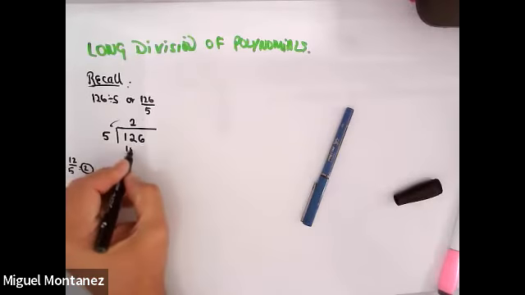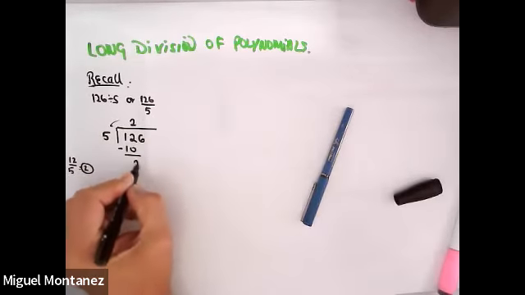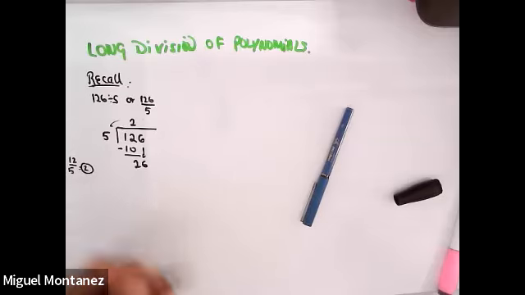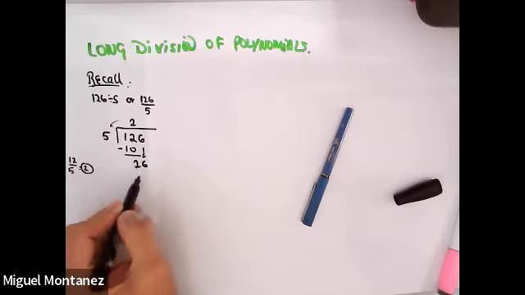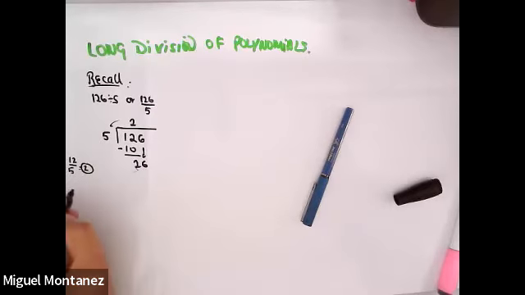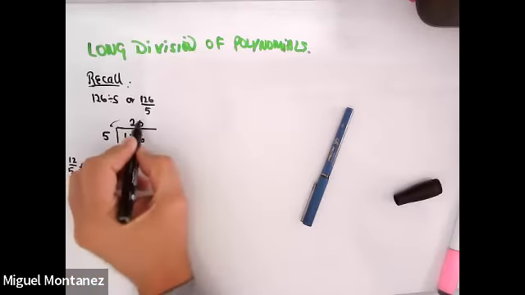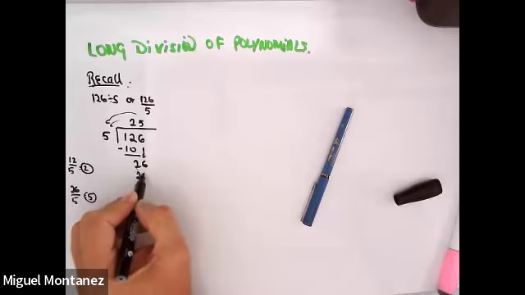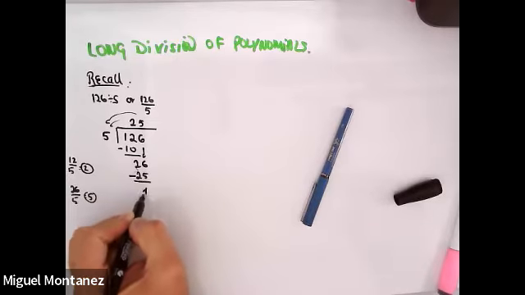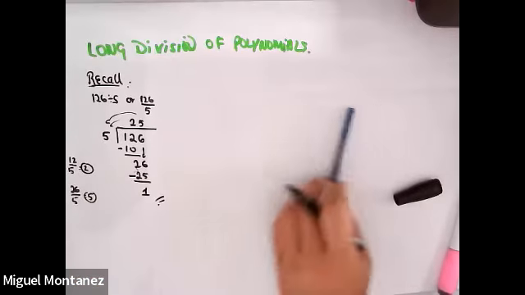So we subtract, and with the 2, we drop the 6, and we repeat the process. How many times is 5 into 26? Let's do 26 divided by 5. That would be 5. That's my next number. So 5 times 5 is 25. We subtract, get 1, and we are done.